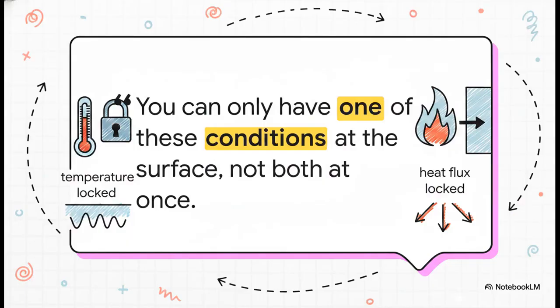And here's the absolutely crucial point to remember. You can only ever have one of these conditions at the surface, never both at the same time. When you sit down at your exam, the very first thing you need to do when reading a problem is hunt for the clue. Is the temperature locked or is the heat flux locked? Do not proceed until you solve that mystery.